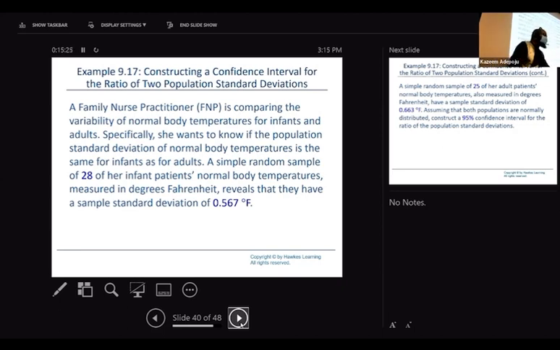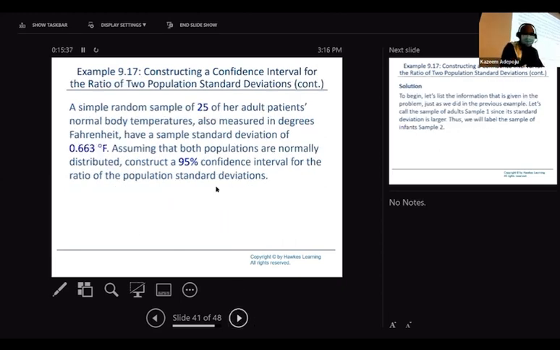and for adults. A simple random sample of 28 infant patients' normal body temperature measured in degrees Fahrenheit revealed a sample standard deviation of this. And he did the same. He collected 25 for the adults and had a standard deviation of that. And you have to construct a 95% confidence interval.